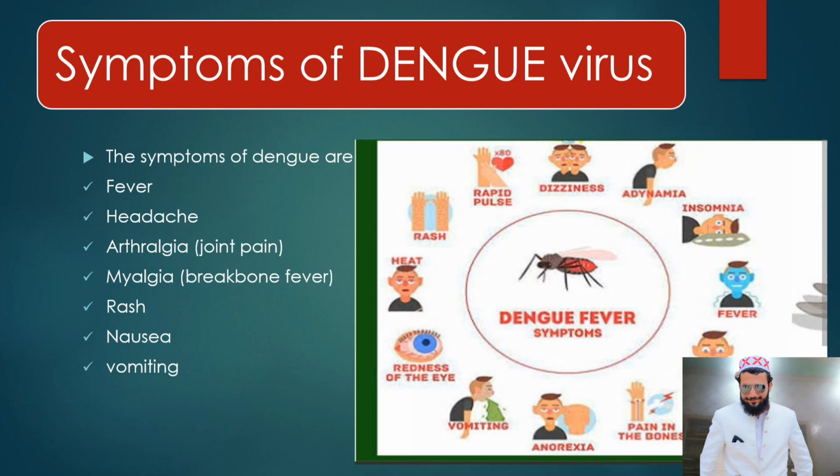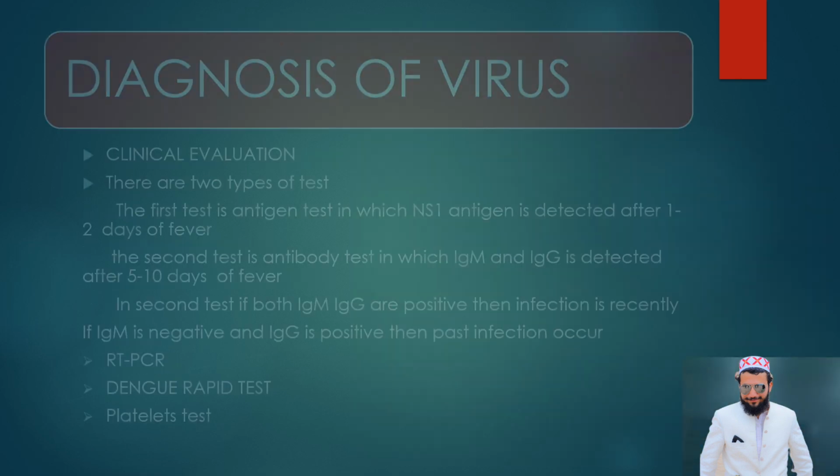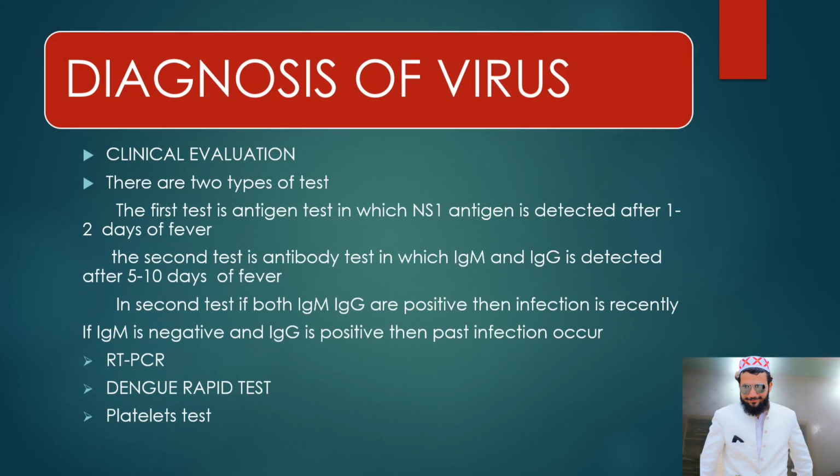And the symptoms of dengue virus are fever, headache, arthralgia, which is joint pain, myalgia, which is muscle pain (also called break-bone disease), rash, nausea, and vomiting. How is dengue virus diagnosed?